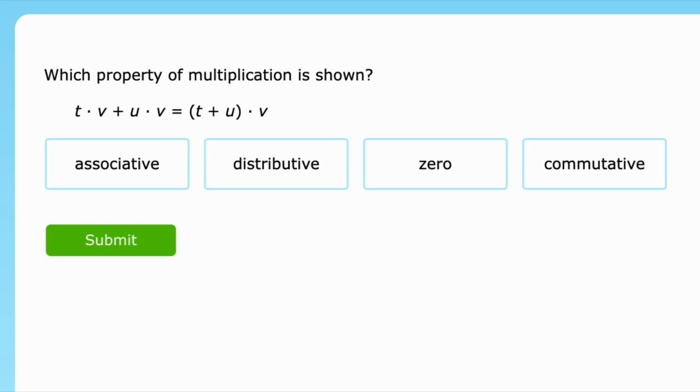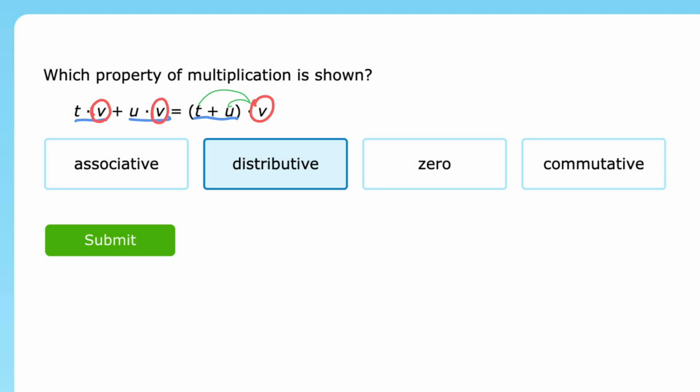Next, which property of multiplication is shown? If we have t times v plus u times v, we notice that they're both being multiplied by v. And if we look at the right side of the equation, we see that t plus u is being multiplied by v. That implies that we distributed the v to both the t and the u, so that must be the distributive property. If this seemed tricky at first, you just have to realize that they swapped the left side and the right side of the equation.